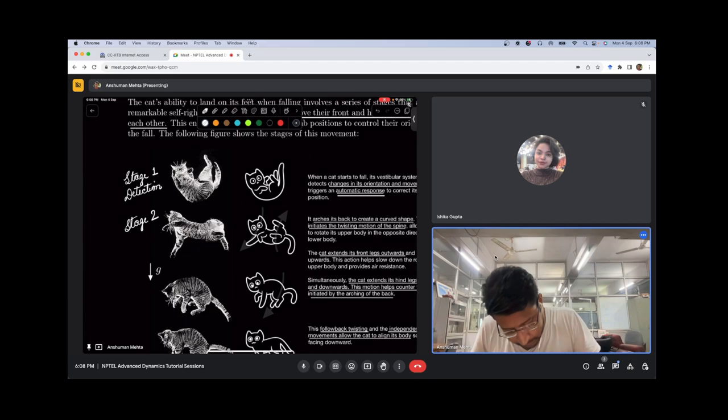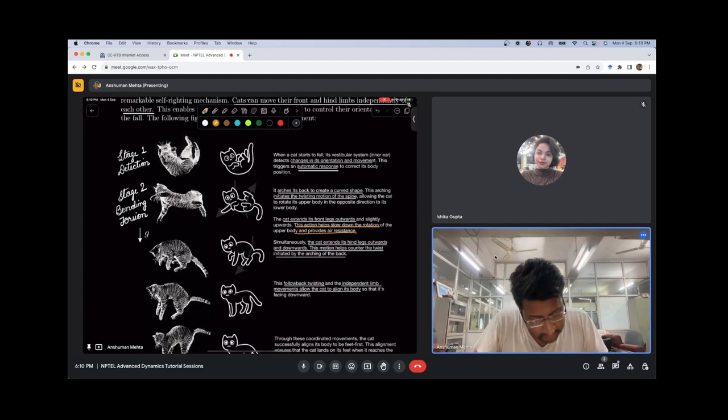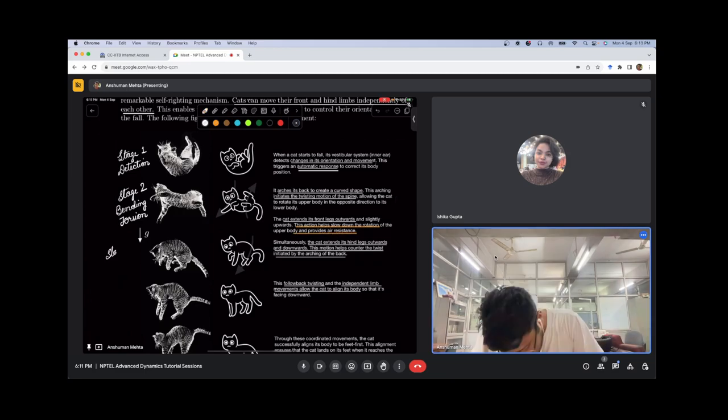And also, when the cat is extending its limbs, the air resistance which the cat is getting will also increase. So it will also slow down the cat. Both these points are very beneficial to the cat in slowing down as well as having control over the rotation. So that is stage 3 now. Stage 3 is flexing of the front limbs.